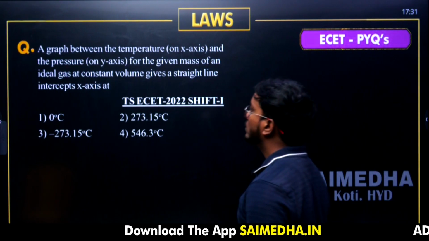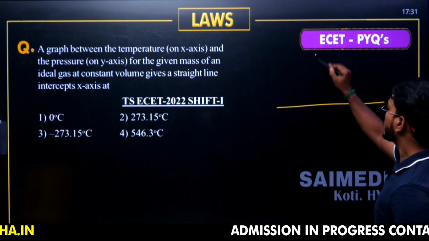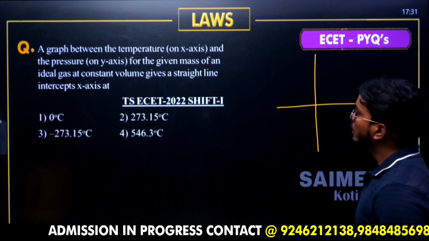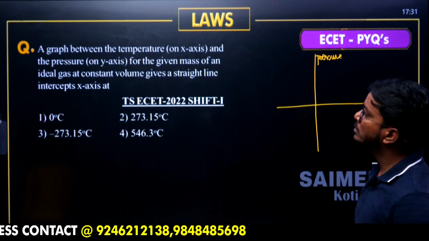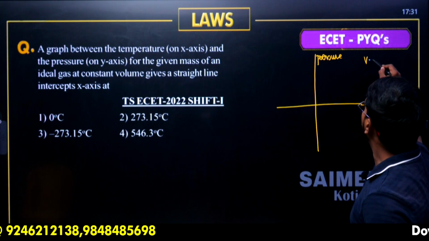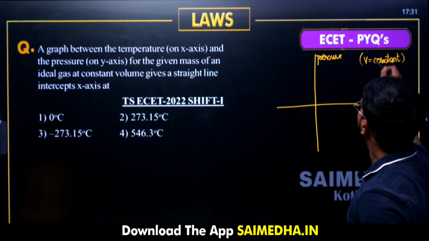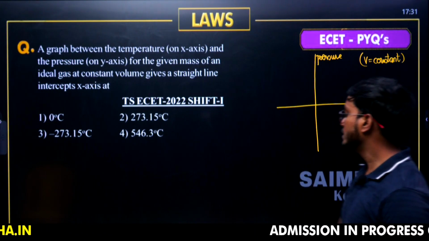This is a repeated question now. A graph with temperature on the x-axis and pressure on the y-axis, at constant volume. Volume is remaining constant. Then it gives a straight line that intercepts the x-axis at.